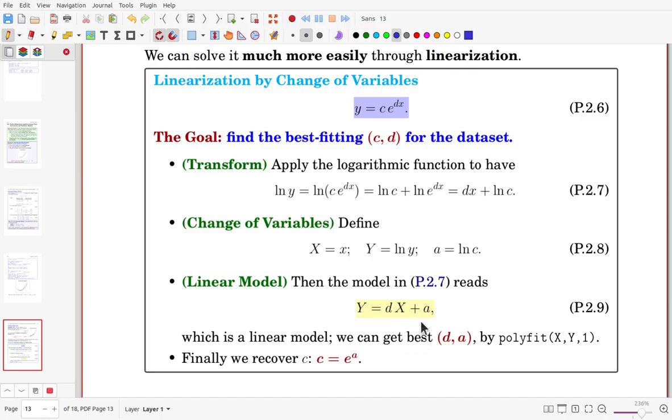And by using polyfit, we can get d and A, these unknowns. And then for C, using this equation, we can recover the C value. C is the exponential of A, right? Okay, in this way, we can get the best exponential model through linearization.